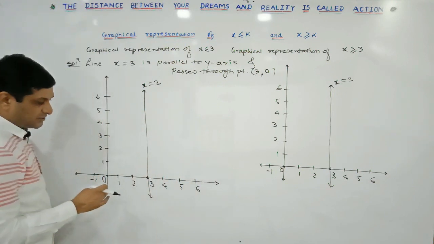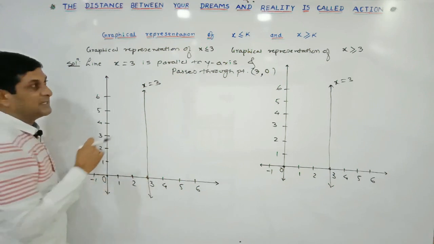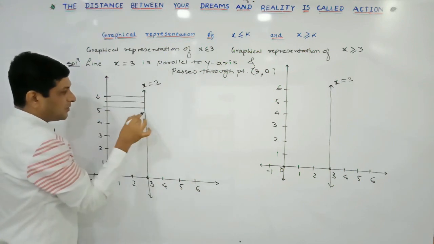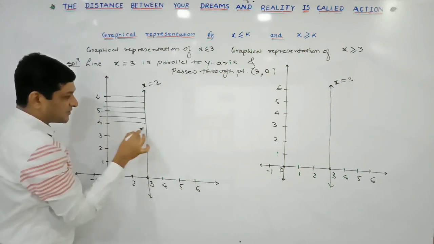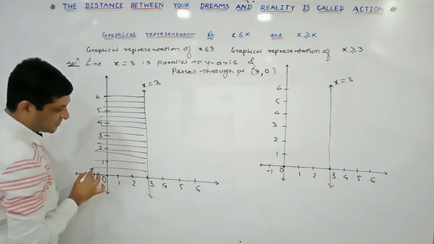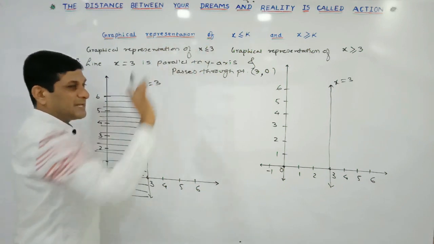Simply by observation we can say that on this side values of x are less than or equal to 3. That's why we can say that points on this side satisfy this expression, meaning this part will be the solution set. Here this shaded portion represents the solution set of this expression, x is less than 3.